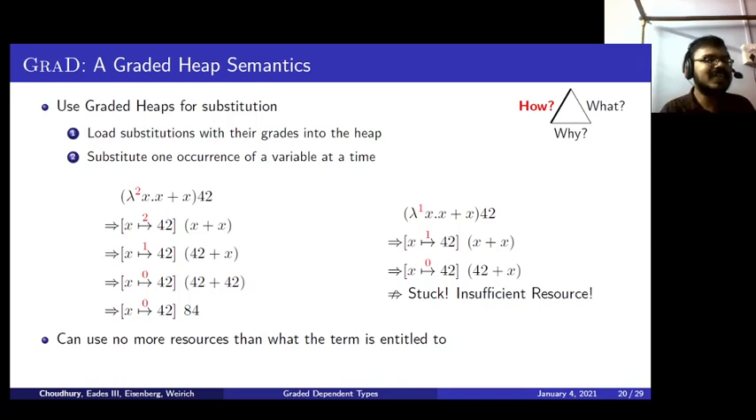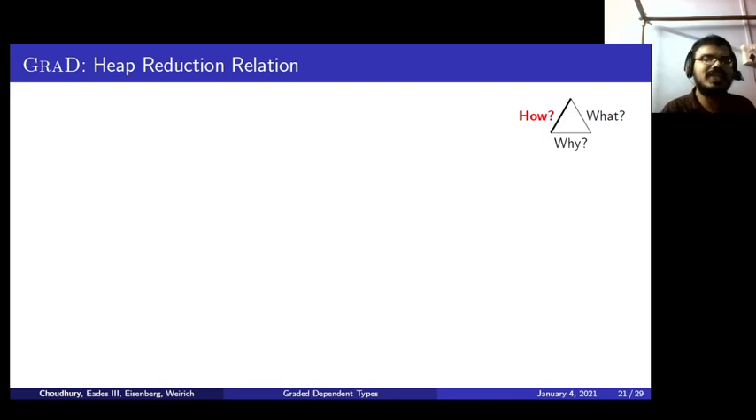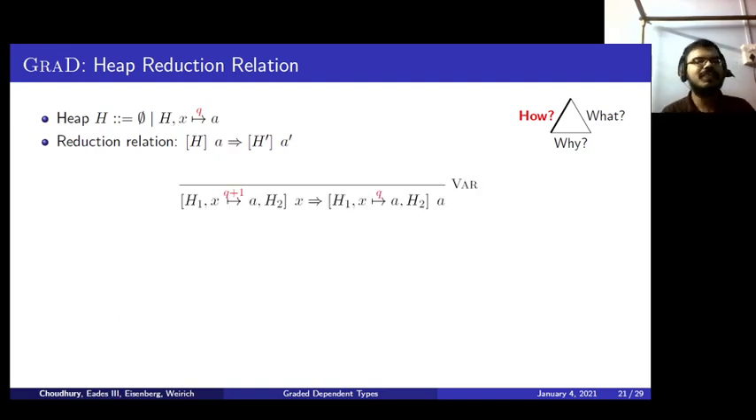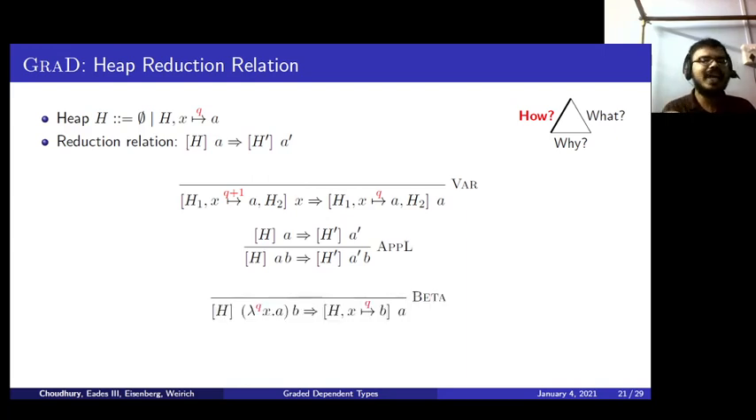Now let us look back at soundness again. Demand soundness. Our heaps are ordered lists of graded assignments. The reduction relation takes a heap H and a term A which steps to A prime. H prime is the leftover heap. Let's look at the rules. In the variable rule, we look up x, and since we have used x once, we decrement the grade by 1. The app left rule is standard. The beta rule loads the substitution with its grade into the heap.